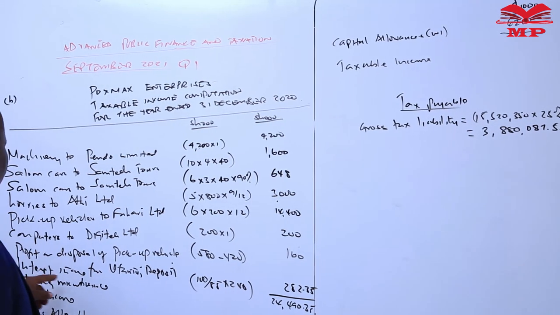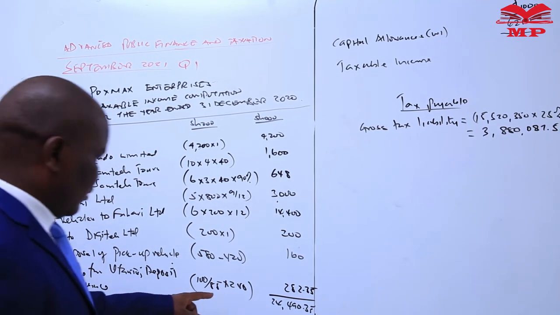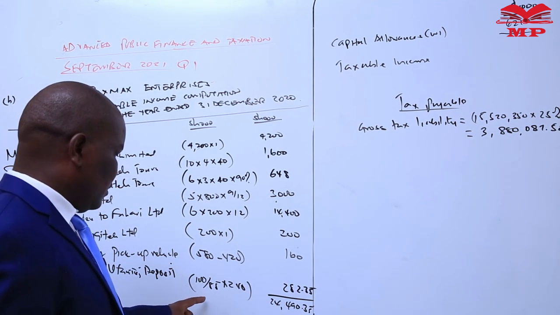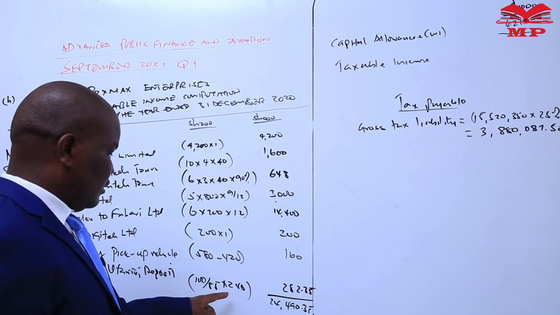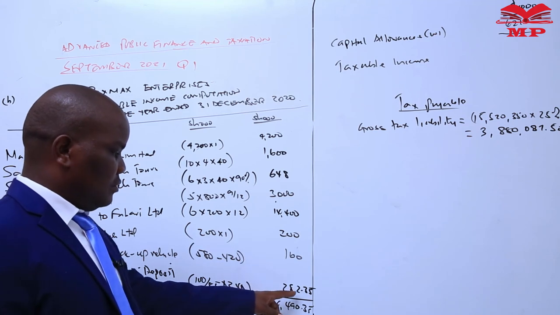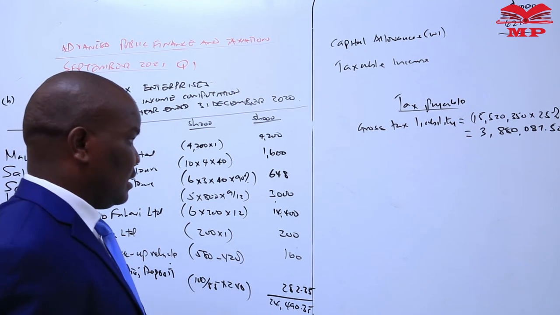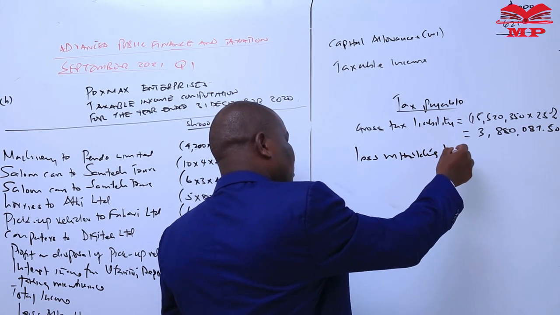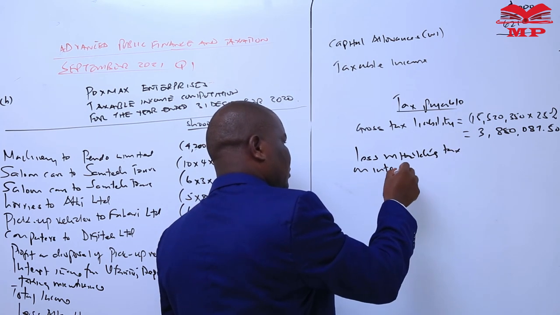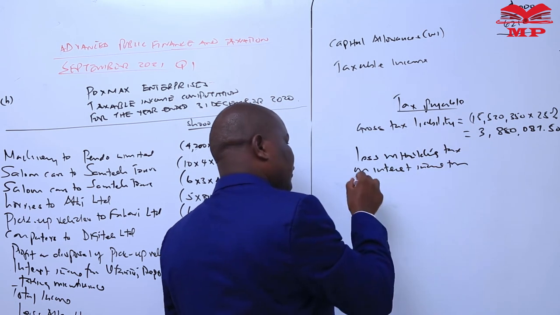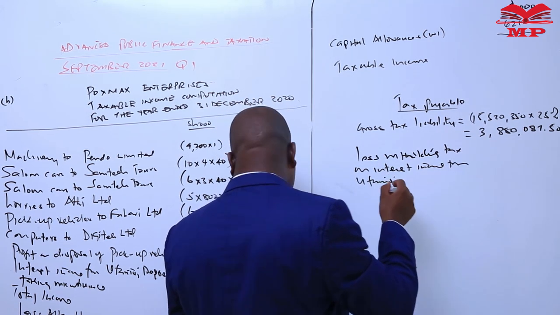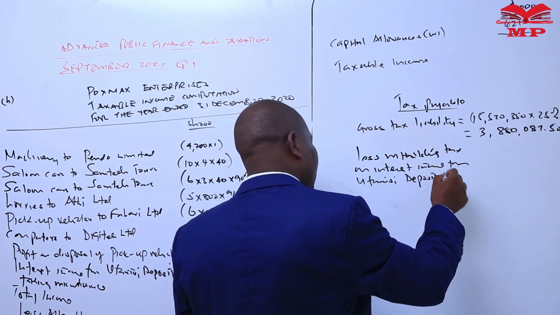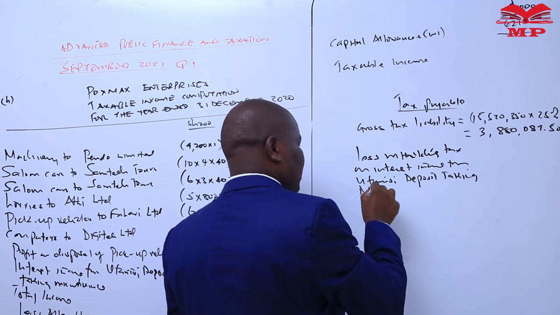and that was interest income from Ufanisi deposit. The gross amount we got to be 282,350, but then the net amount we were given as 240,000. So the difference between the 240 and the 282.35 becomes the withholding tax. So we say less withholding tax on interest income from Ufanisi deposit taking microfinance.